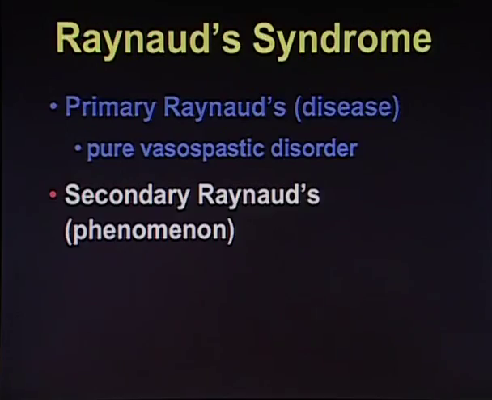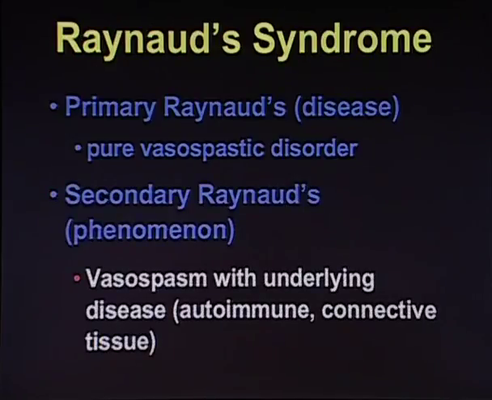The second division of Raynaud's syndrome is called Raynaud's phenomenon, or secondary Raynaud's. And with secondary Raynaud's, this is usually due to some type of underlying condition. As I mentioned before, this can be an autoimmune disease or disease of the connective tissue that actually contributes to this vasospasm. So the secondary Raynaud's can be treated. It's difficult to treat the primary Raynaud's. The secondary Raynaud's can be treated by treating the autoimmune diseases and the connective tissue diseases.